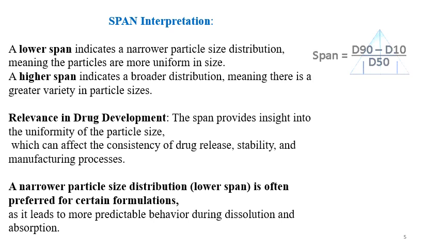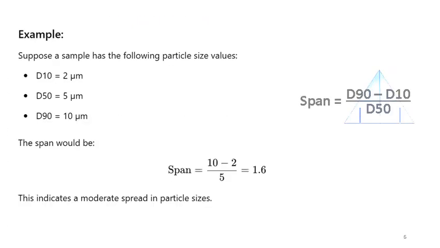Relevance in drug development: the span provides insight into the uniformity of the particle size, which can affect the consistency of drug release, stability, and manufacturing processes. A narrower particle size distribution, or lower span, is often preferred for certain formulations. A lower span value leads to more predictable behavior during dissolution and absorption. So this is the information regarding span.